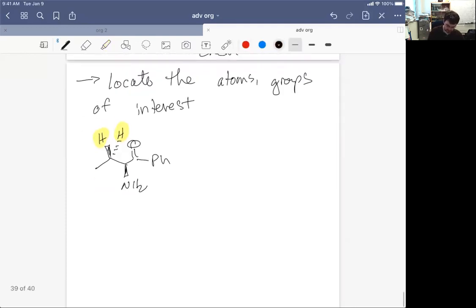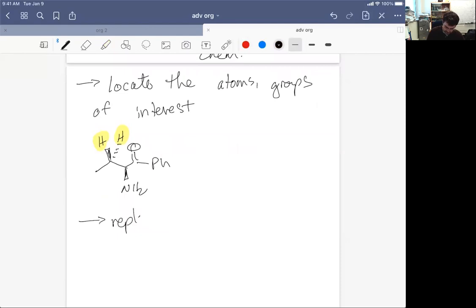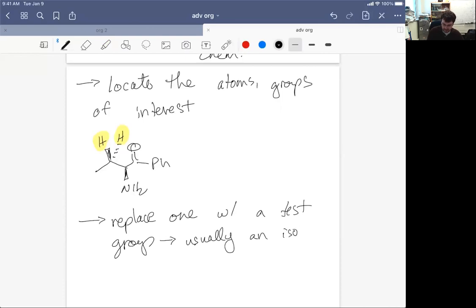What I want to do is replace one with a test group. Now, this is totally a thought experiment, but it will give you the answer as to whether or not you expect them to be in the same chemical environment. So replace them with a test group. This is usually an isotope, like 2H, which is deuterium, or 13C. Why am I doing this? Don't worry about it. This is just a thought experiment. It's kind of allowing us to solve the puzzle without actually having to do an experiment.